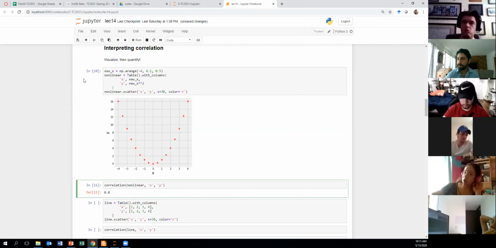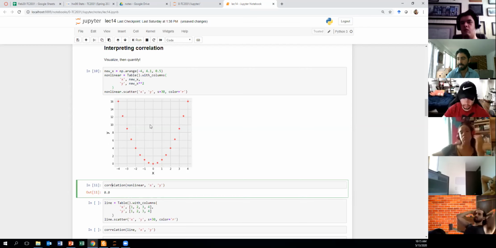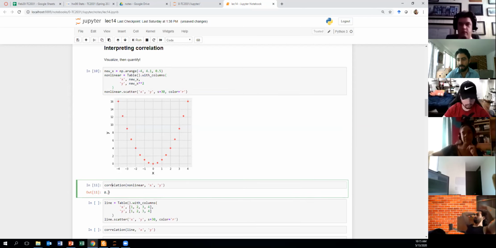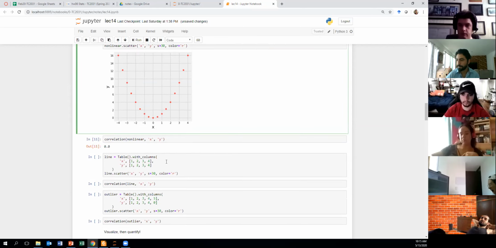That's why our R value becomes 0. So you have to visualize first, then quantify, because for this type of graph it doesn't make sense to calculate the R value. If I just calculated R and said there is no relationship between these two numbers, that would be absolutely wrong. You can see there is an obvious exponential relationship between x and y.